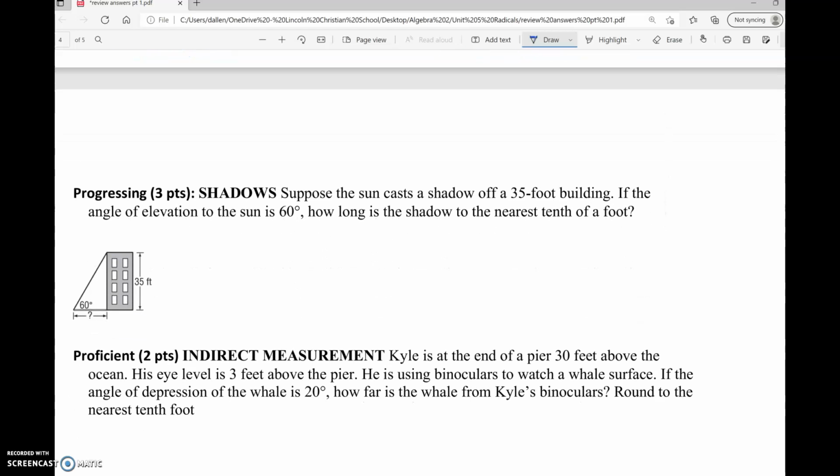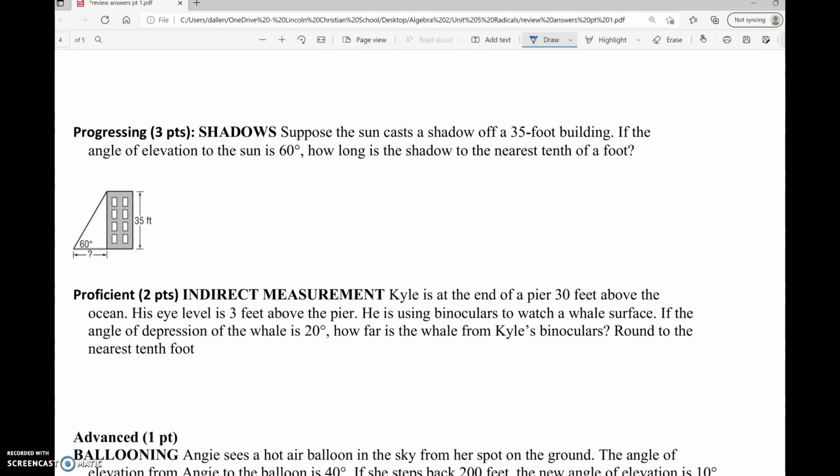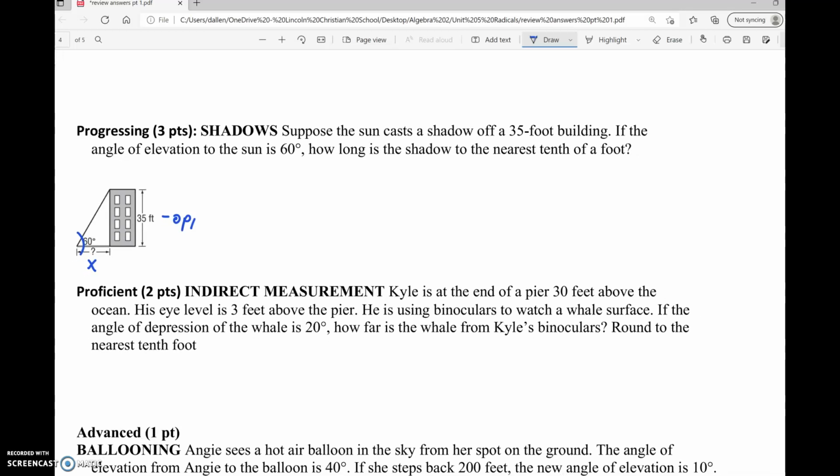All right, so then here we have a picture, and we're looking at the shadow. Suppose the sun casts a shadow off a 35-foot building. If the angle of elevation to the sun is 60 degrees, how long is this shadow to the nearest foot? So we're looking for this x here. I have the drawing, so I don't really have to draw it, but angle of elevation would be looking up. So 35 is opposite of the 60. X is adjacent. So I'm going to use tangent.